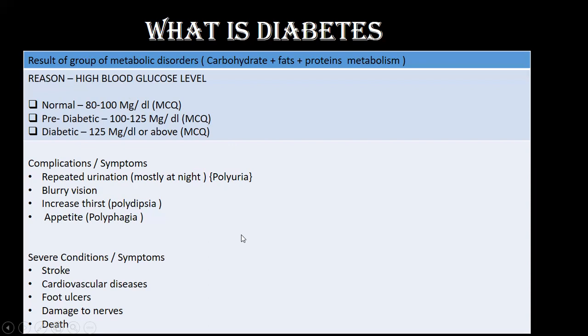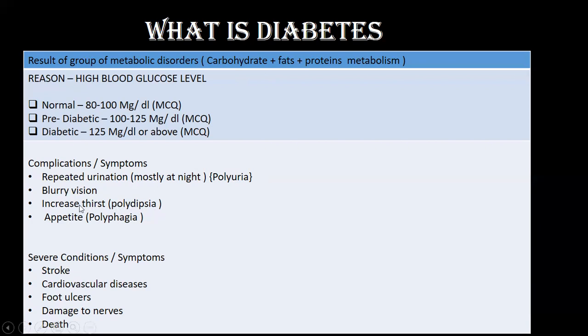Now, when we talk about the symptoms and complications, normally we see in diabetic patients repeated or frequent urination, mostly at night, and the condition is known as polyuria. Since we are medical students, we must know the medical terms and not layman language. So it is repeated urination, or polyuria. The patient has blurry vision. Then the patient has increased thirst, known as polydipsia, and increased appetite, the urge of hunger, where the person starts overeating. This condition is known as polyphagia.